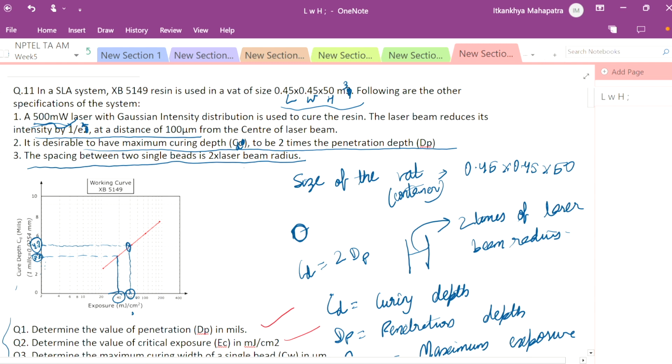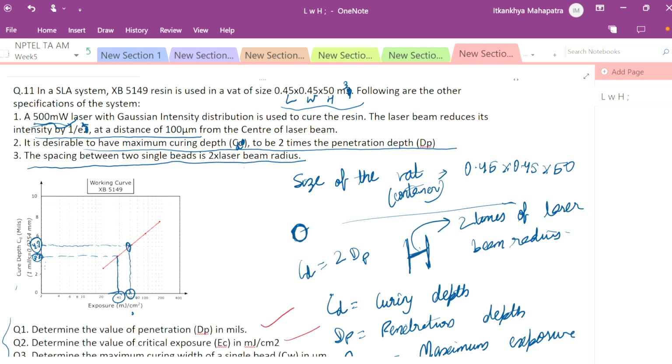Now we have been given a laser beam which has a Gaussian intensity distribution, used to cure the resin. This laser beam reduces its intensity by 1 by e square at a distance of 100 micrometers from the center of the laser beam. This is the vat or container, and this is the laser beam. It is given that the spacing between two single beads is 2 into laser beam radius.